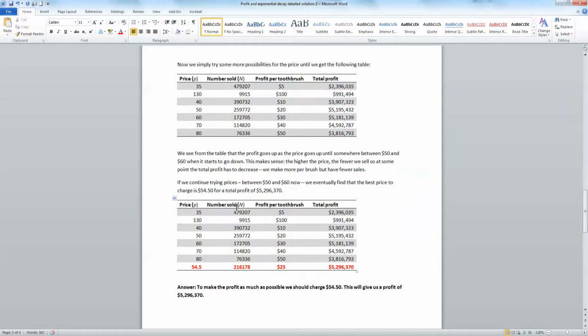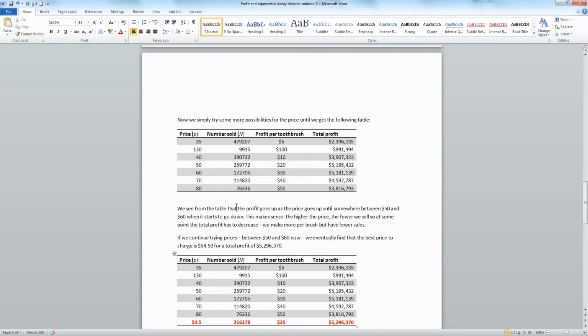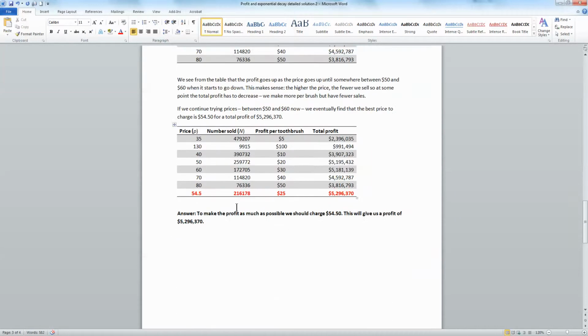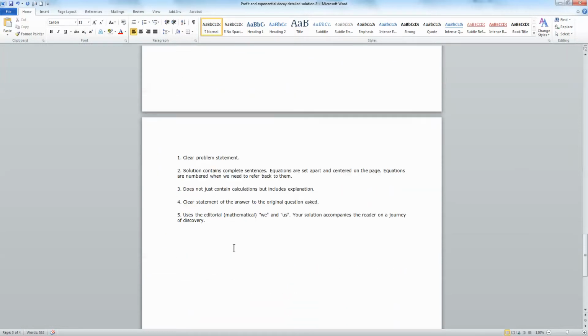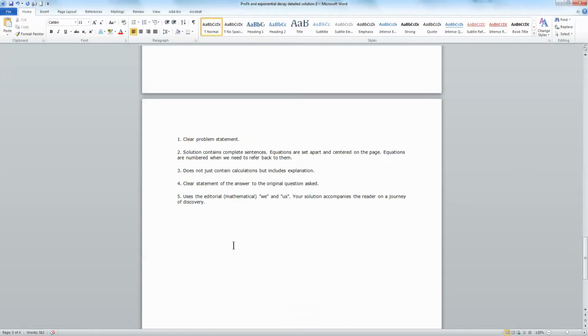So I hope this gives you an idea of what we're looking for with the write-up for a problem, and that you'll be able to start making your own solutions look more like this. You don't have to type them, although occasionally I will ask you to, but at the very least write very neatly. I hope this helps.